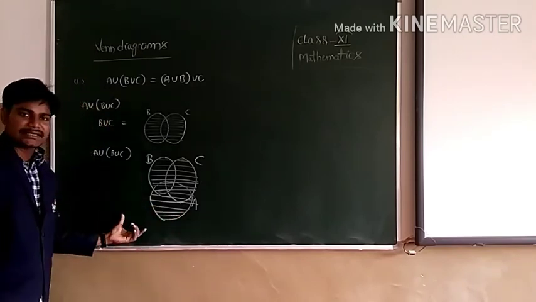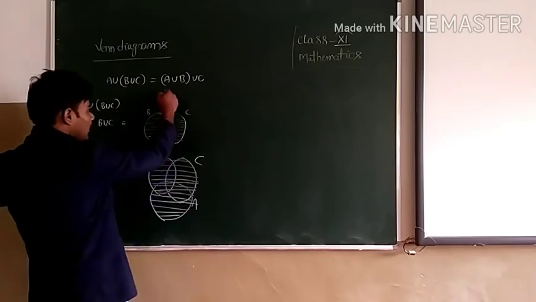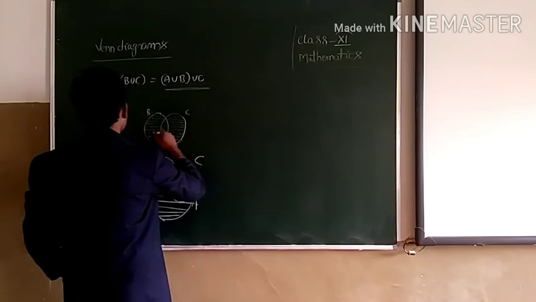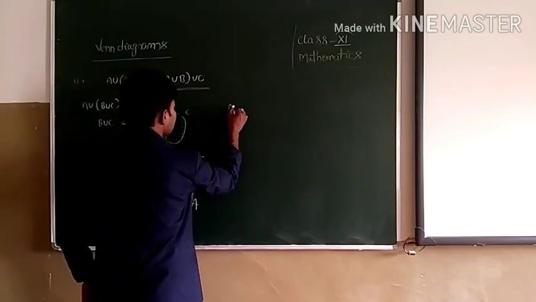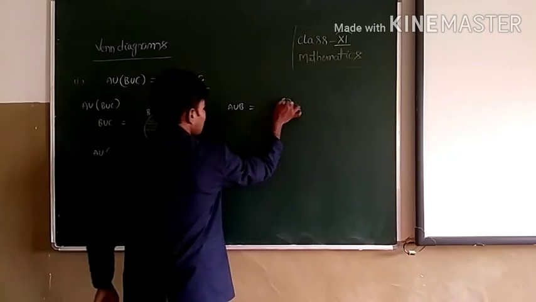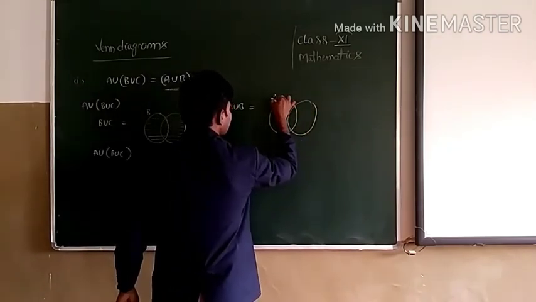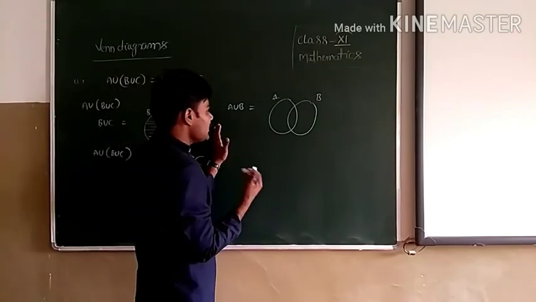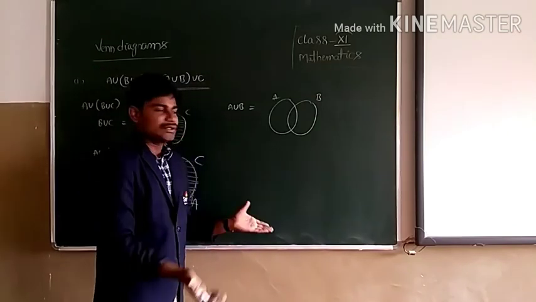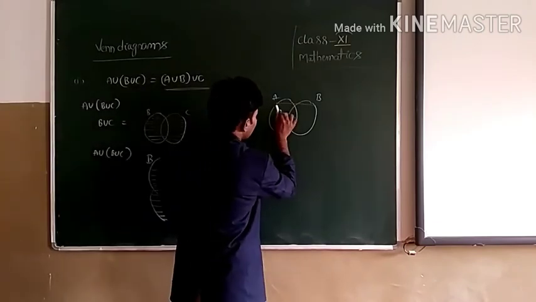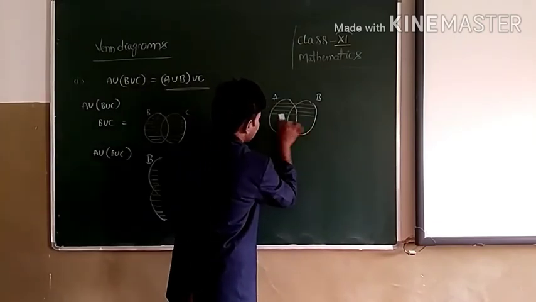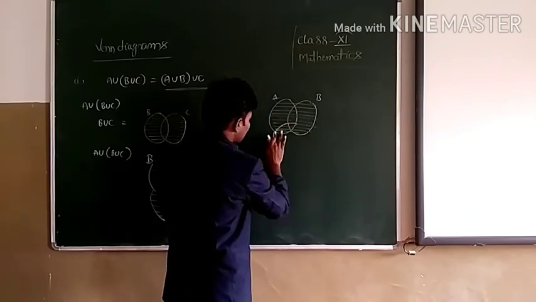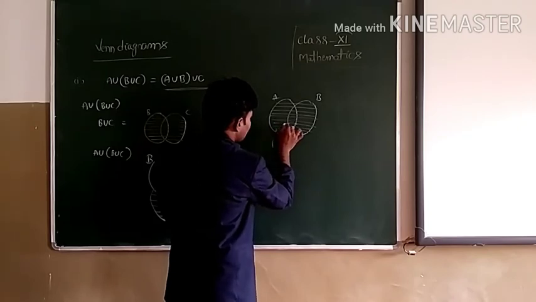In the same way, we can represent the other expression in the Venn diagram. First, we want to draw the Venn diagram for A union B. This is A and this is B. A union B means the elements which are available in set A or set B or both A and B. So consider the total shaded part. This represents A union B.